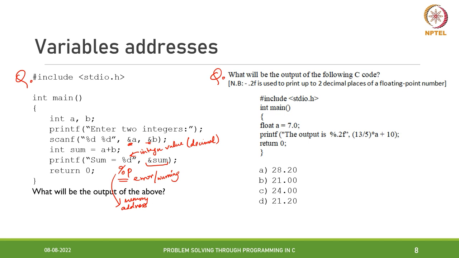Sorry, what is required? Yes, so if I just write sum, that means I am referring to the value that is stored in the variable sum. When I say ampersand sum, that is referring to the memory location of the variable sum, where it is stored in memory, that memory address.